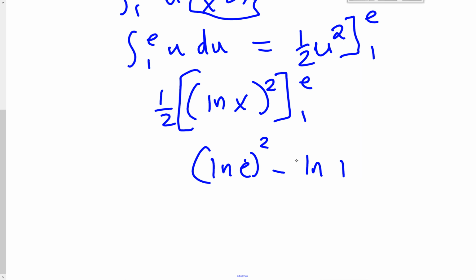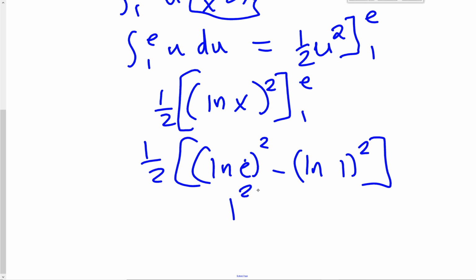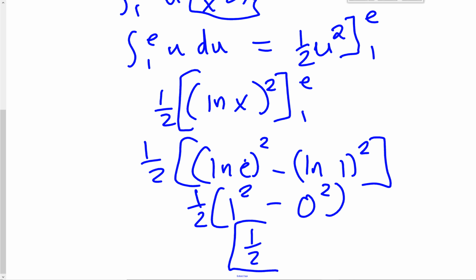Oh, those are being squared, sorry. That's being squared, and that's being squared. Okay, and then that's being times by 1/2. So ln of e is just 1. So 1 squared is just 1, and then equals negative. Ln of 1 is just 0. 0 squared is just 0. And so I just have 1/2 minus 0 is just 1/2. So there's my answer, 1/2.